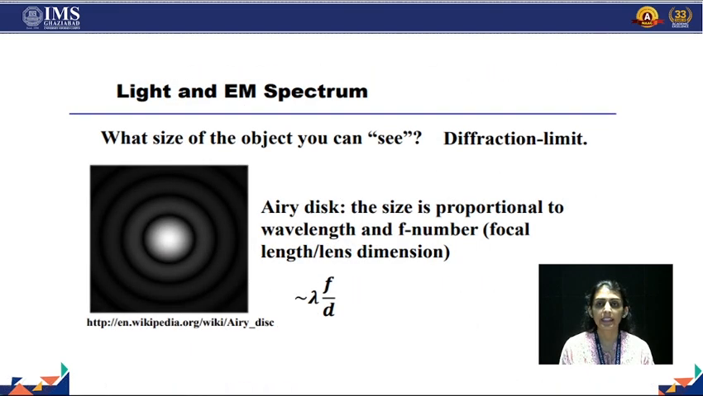Now, regarding the light and the EM spectrum, we have a term known as the diffraction limit, which is the size of the object which you can perceive, which you can see. That is known as the diffraction limit. That means until where the diffraction is not done, until there you can see. So that is the diffraction limit.